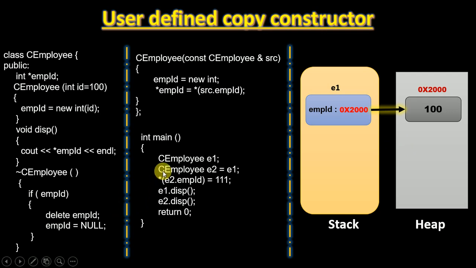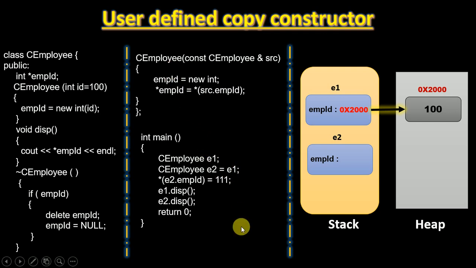So what is the next step? Employee E2 equals E1. Again, first memory will be allocated for the E2 object. So EMP ID is created; E2 is also having EMP ID. Now what I am doing is copying E1's contents. So E1 is the source here, E1 is copied to E2, and SRC is referring to E1.